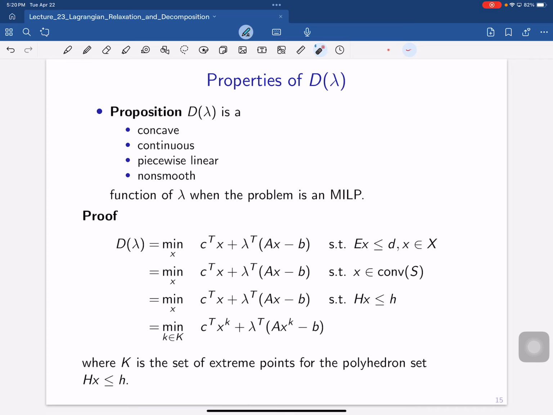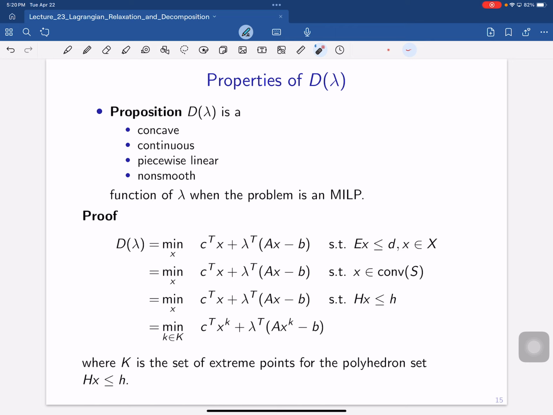Any other questions? Okay. Now with that, theoretically, d lambda is essentially a minimization problem over a set of extreme points, right?